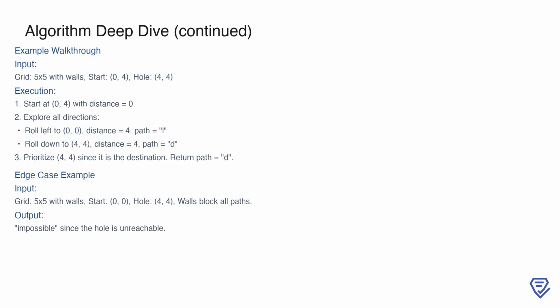For an edge case, imagine a similar grid where walls block all paths to the hole. If the ball starts at (0, 0), and the hole is at (4, 4), the algorithm would exhaust the priority queue without reaching the destination. In this case, the output is impossible, as the hole is unreachable. This demonstrates how the algorithm handles both typical and edge case scenarios effectively.